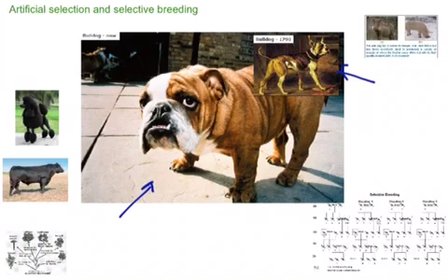If that was left to natural selection, that may or may not happen depending on the pressures in the environment, and it would take much longer than artificial selection, where we are directing the selection very specifically towards the end that we want.